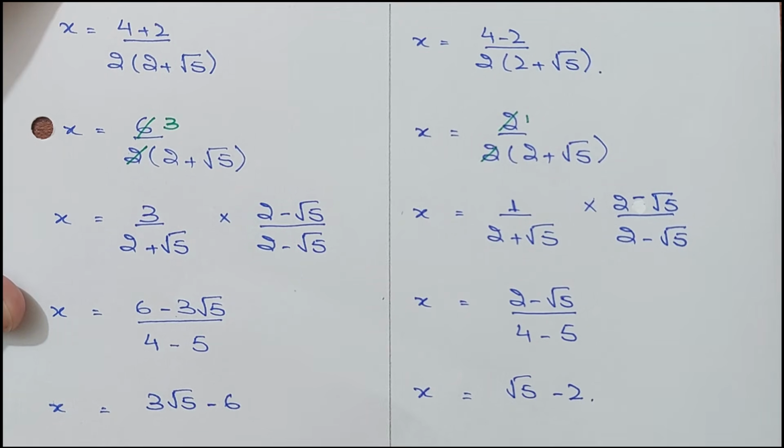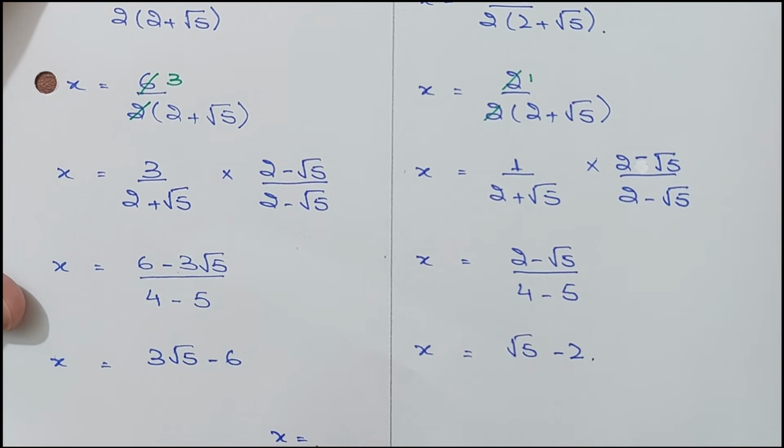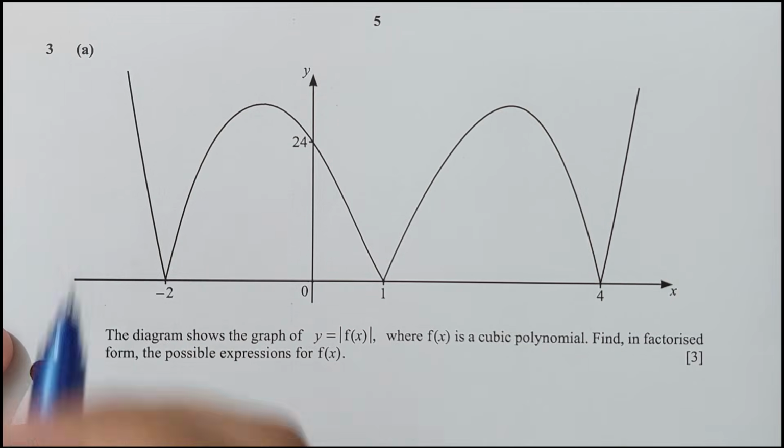So x should be in the form of a plus b square root of 5, and a and b should be integers. So the a value is minus 6 and b is 3. Here a is minus 2 and the b value is 1. Both are integers. Question number 3, part A.